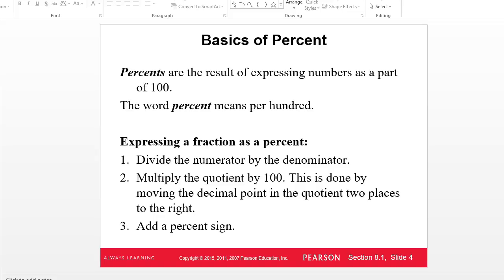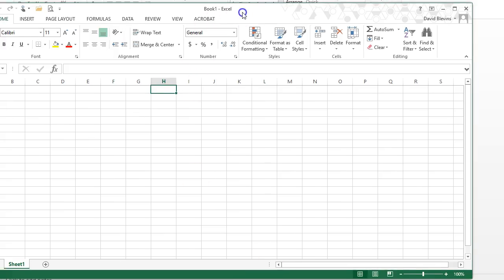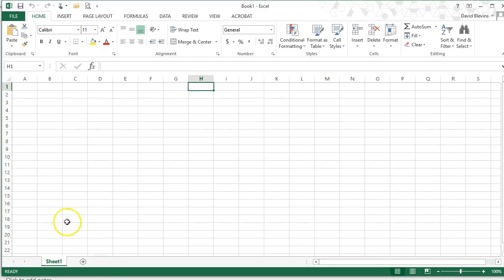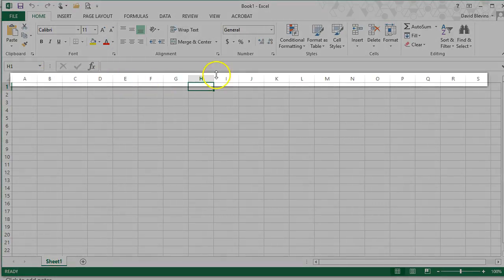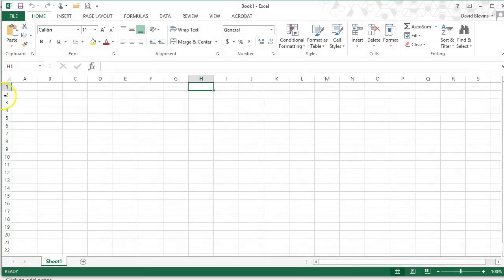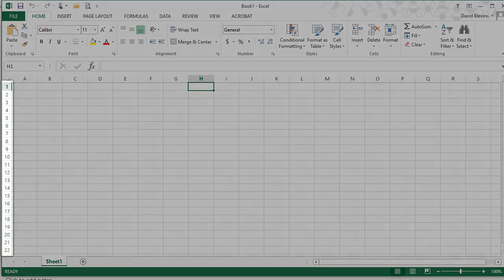Hello class, in this video we're going to look at using Excel for a calculator for all these finance calculations. So some of the very basics. First of all, let's look at Excel. So this is an Excel spreadsheet. Okay, I've got my columns listed by the alphabet. I've got my rows listed by numbers.